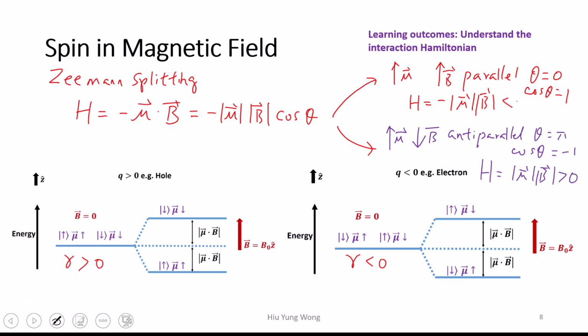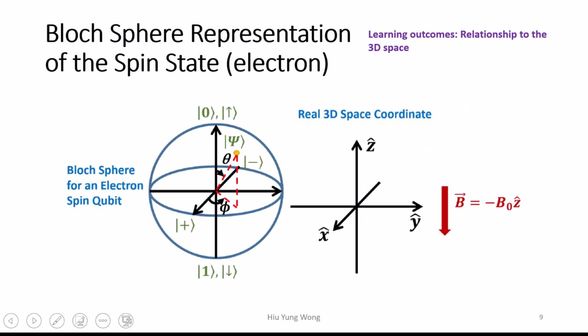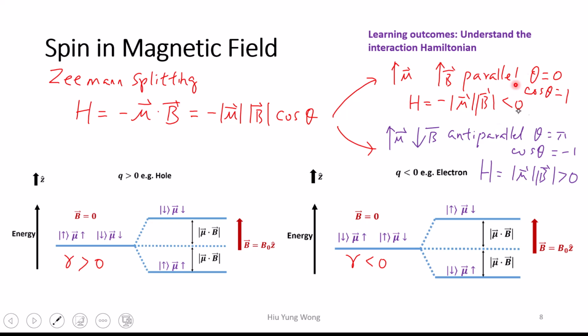And this is negative. So basically it's saying that if they are parallel, you actually increase the energy of the system, because the Hamiltonian is positive. If they are, I say the opposite. If they are parallel, you decrease the energy of the system because it is negative. You add negative energy to the system. If it is anti-parallel, you increase the energy, right?